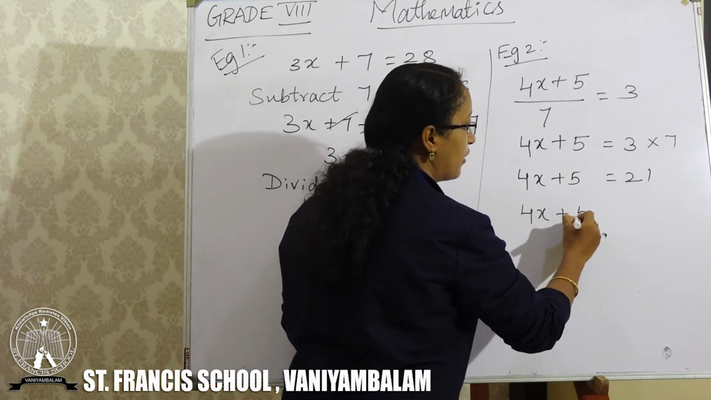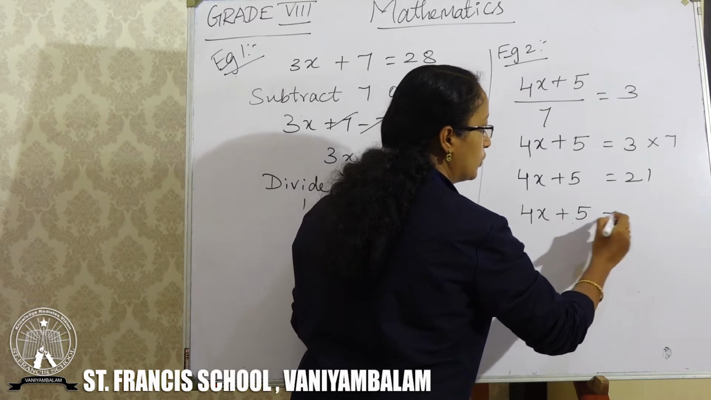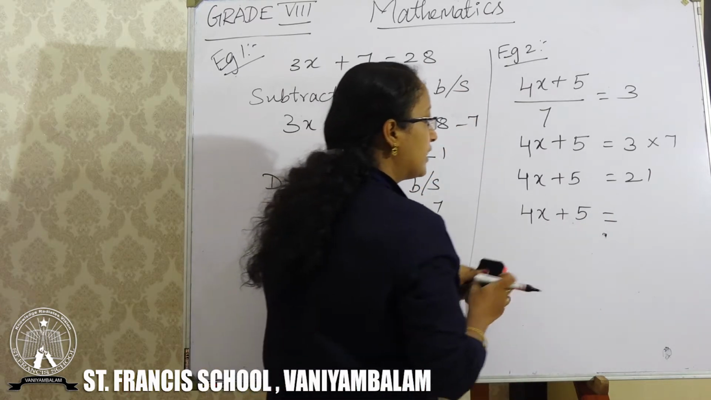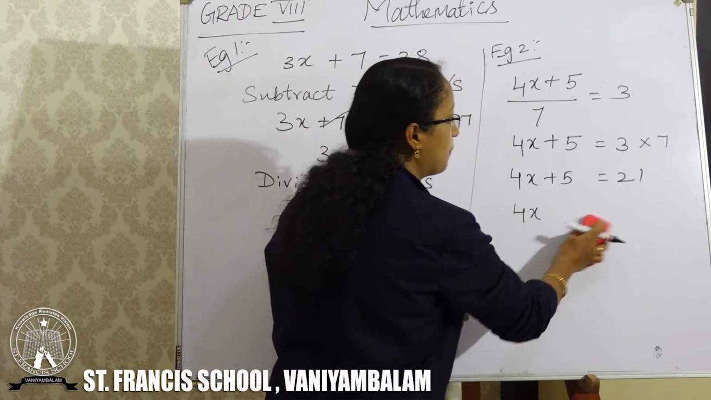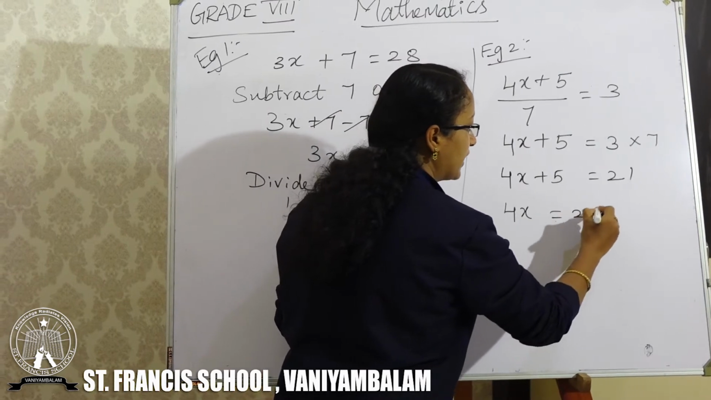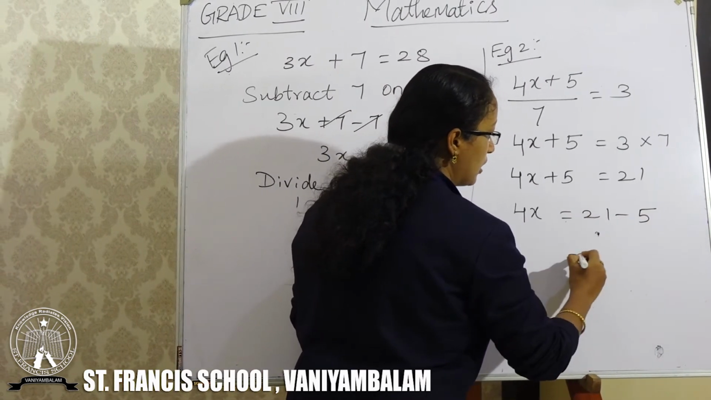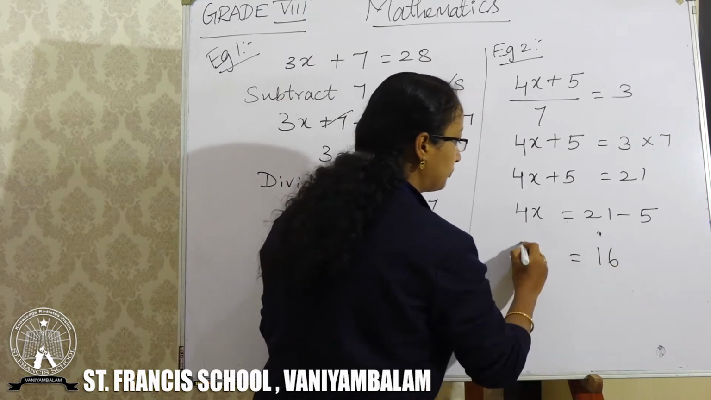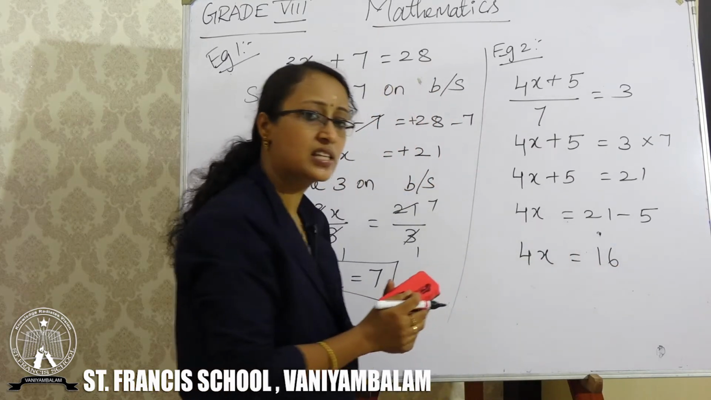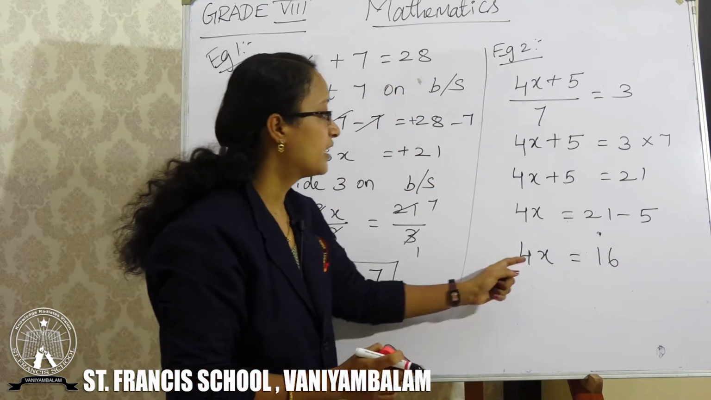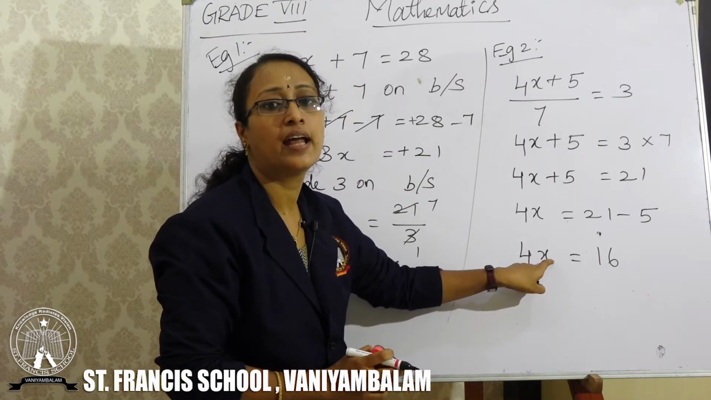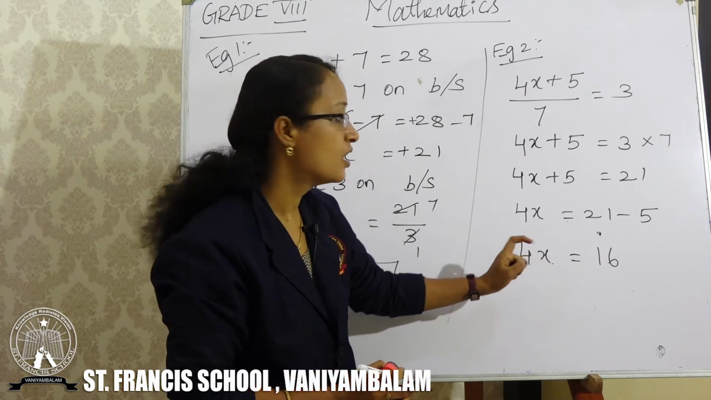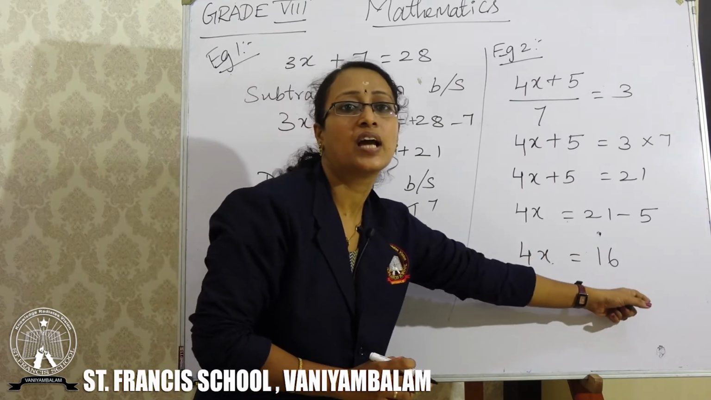4x plus 5 is equal to 21, and here you can take this plus 5 to the right hand side. So 21 minus 5 is 16. 4x is equal to 16. Here you have 4x, which is multiplication. So take this 4 to the other side.